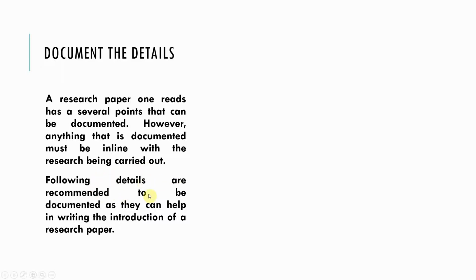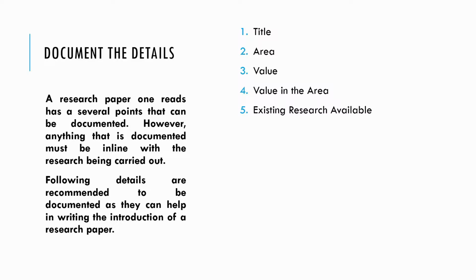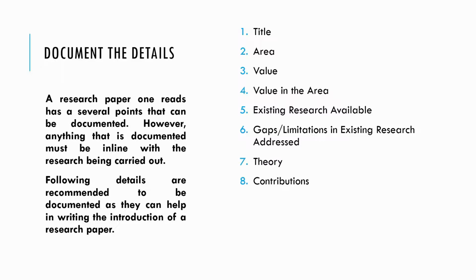The following details are recommended to be documented as they can help in writing the introduction of a paper. So when you are planning to write the introduction of a research paper, what information should you store? You should store the title, the area, the value of the study, value in the area, existing research that is available, gaps, limitations in existing research addressed. So what gaps and limitations did that particular paper address, so that you are not repeating what has already been done? What theory did they utilize? What are the contributions of the paper? And what limitations did that particular study identify?